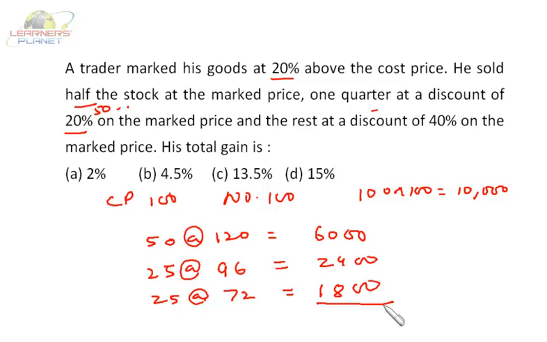Now the total amount he gets is 10,200 rupees. The cost price is 10,000 and the selling price is 10,200. So the profit is 200 rupees over 10,000 into 100. So it's 2% profit. I hope you are clear. A very simple mathematical calculation.